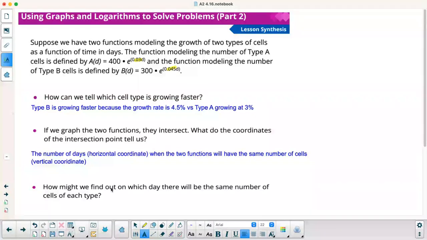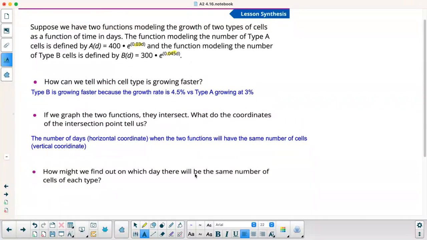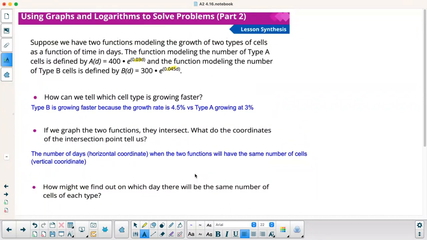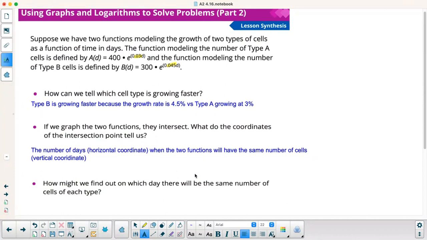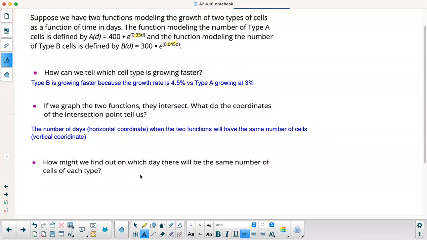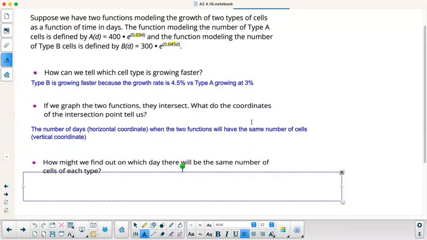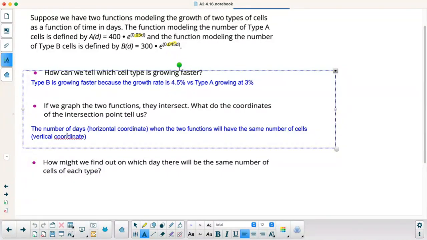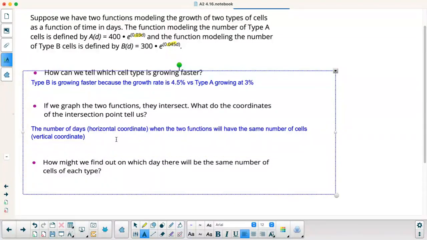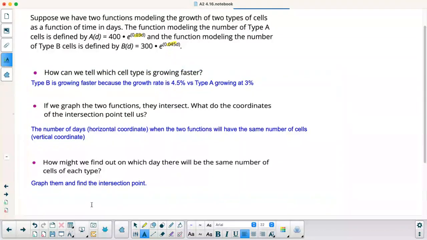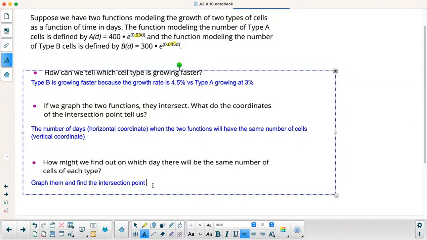Okay. How might we find out which day there will be the same number of cells of each type? So we could obviously graph them, find the intersection point, or we could set them equal. The problem is the algebra will get a little bit messy there if I set them equal. So I would say we could graph them, find the intersection point. And the x coordinate, the horizontal coordinate, would give me the number of days.